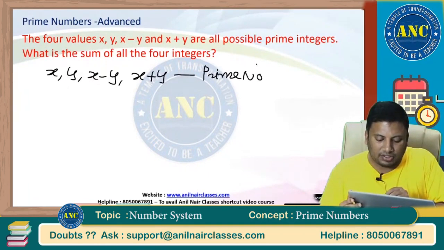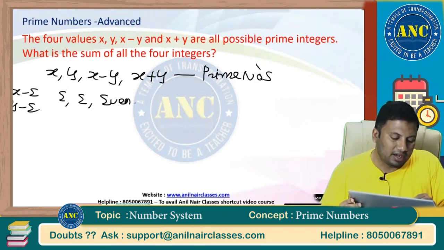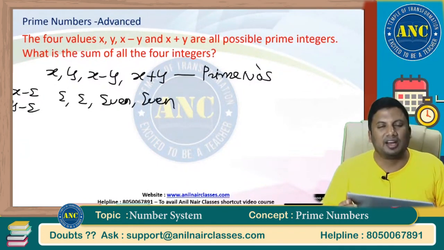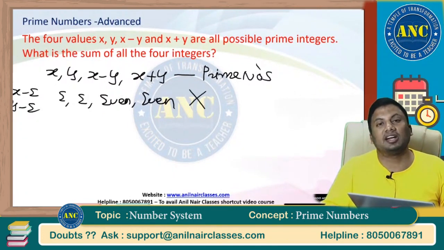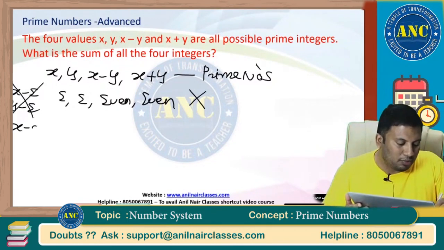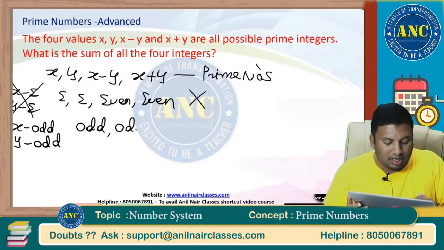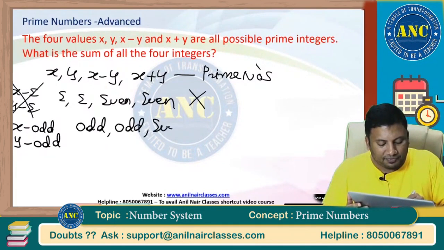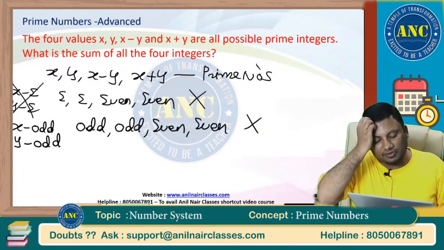All are prime numbers. Now see, if x is even, y is even, even minus even, plus even. In a prime number set, only one number should be an even number. But it is telling that x and y both are even. Both even cannot be possible. If I take both as odd, x is odd, y is odd, odd minus odd, even. Odd plus odd, even. There cannot be two different prime numbers which are even.